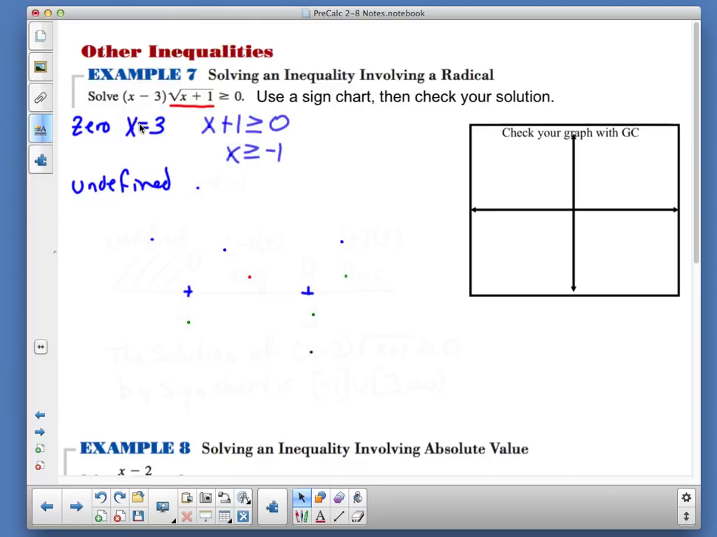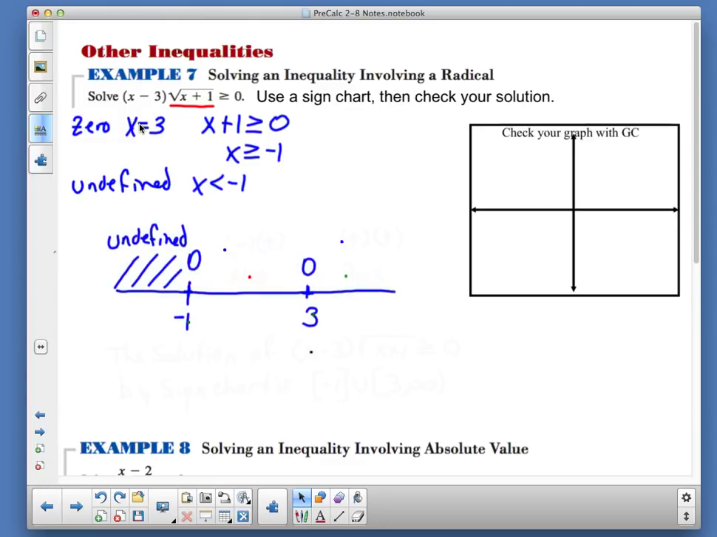So when I'm looking at that, I got to know that x has got to be greater than or equal to negative 1. But that would mean I have this function undefined when x is less than negative 1. So when I'm looking at my sign chart, and I'm going to bring that up, I got my undefined area here. I got a 0 at negative 1, because it's 0 there. It's okay for me to have a 0 there. And it's okay for me to have a 0 at 3.